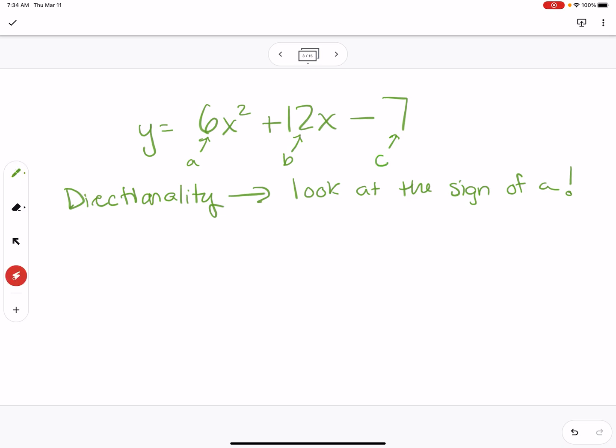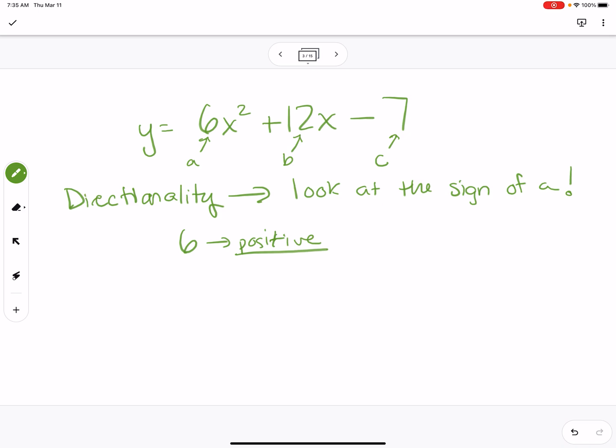To decide what directionality it is, I'm going to look at this number. If A is positive, we have positive directionality. If A is negative, we have negative directionality. So since 6 is a positive number, we have positive directionality. Yay! All right, now what about the maximums or minimums?